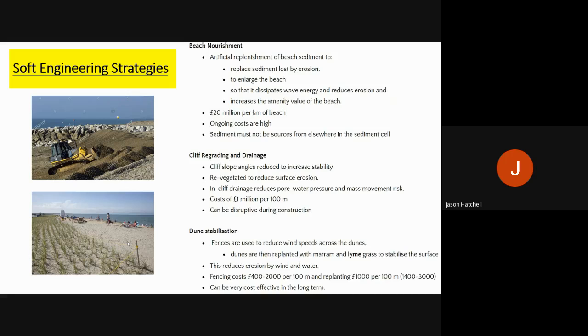That reduces erosion. These cost £400 to £2,000 depending on the area size, and they can be very cost effective. These are the cheapest type of soft engineering strategies generally, and they're also the most environmentally friendly. So there are your three soft engineering strategies along a coastline to manage it.